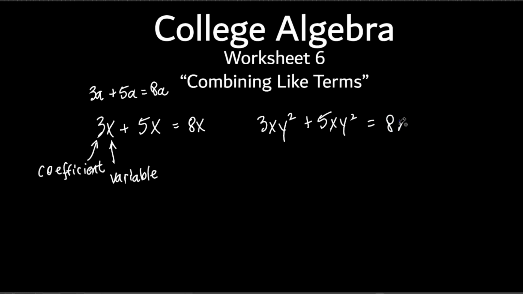That's right, I got 8xy squared. Everybody with me on that? All right, so really, all you do when you combine like terms, you keep the term the same. Everybody listening? You keep the term the same, and you just add the coefficients. Everybody see that? So all I did was add the 3 and the 5. I got an 8. What do I do with these variables? I just leave it what it was.